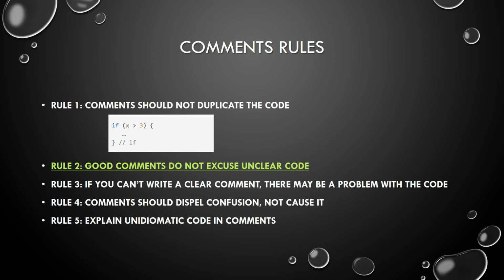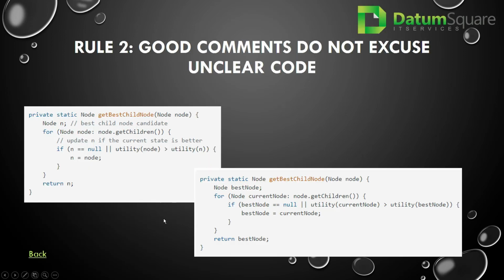According to rule number 2, good comments do not excuse unclear code. Another misuse of comments is to provide information that should have been in the code. A simple example is when someone names a variable with a single letter and then adds a comment describing its purpose. If we check the example, we have a variable named n in the second line of picture 1. However, it can be best replaced by the name bestNodes, which you can see in picture 2, which makes more sense.